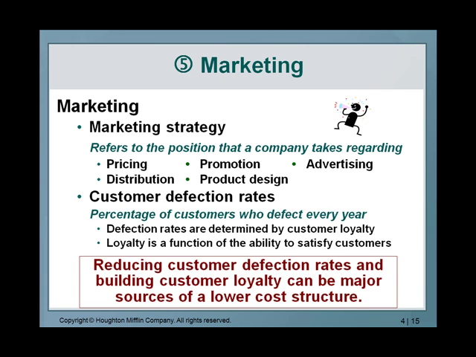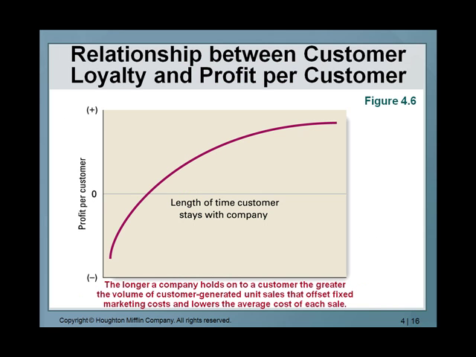Marketing can also help with efficiency. How does it help? Well, marketing can reduce my defection rate. What are defection rates? Defection rates is basically losing customers. How many customers lose me? And you will see something. Now, this is a relationship between loyalty and profit per customer.